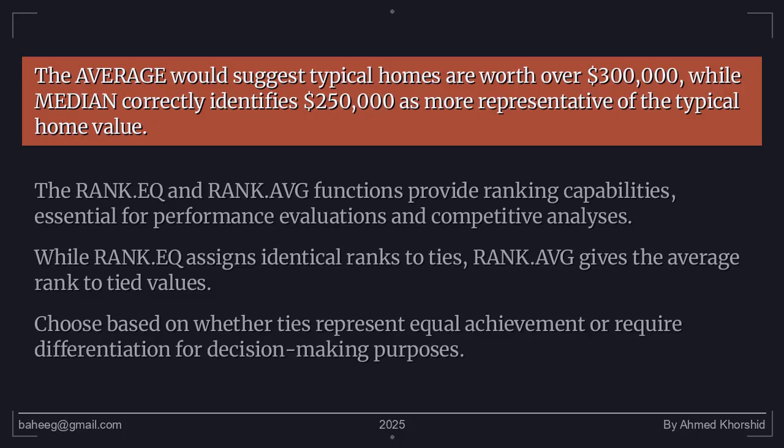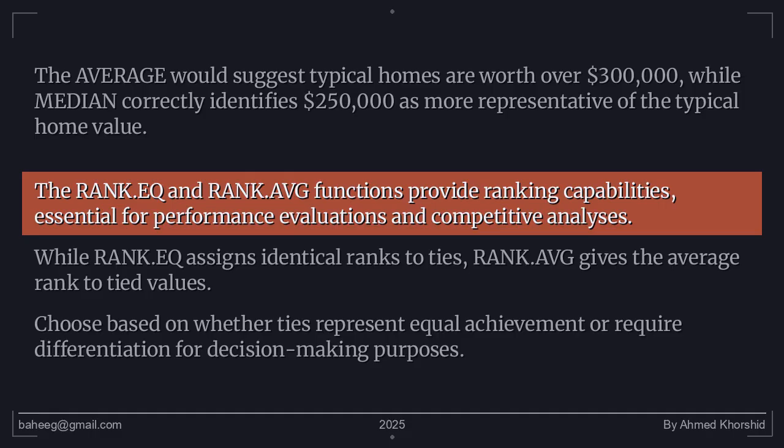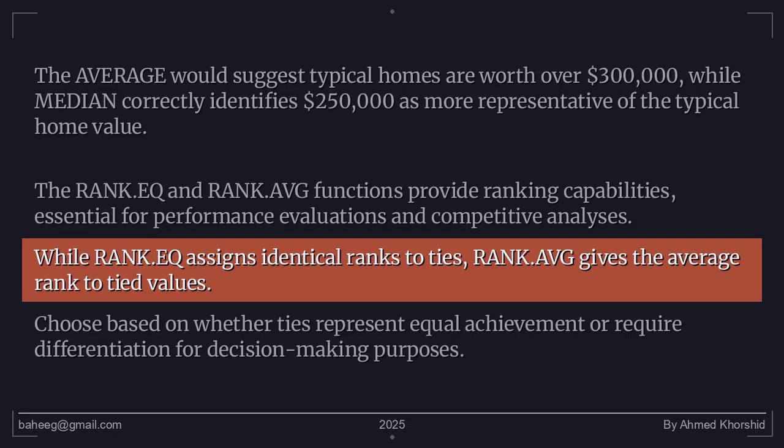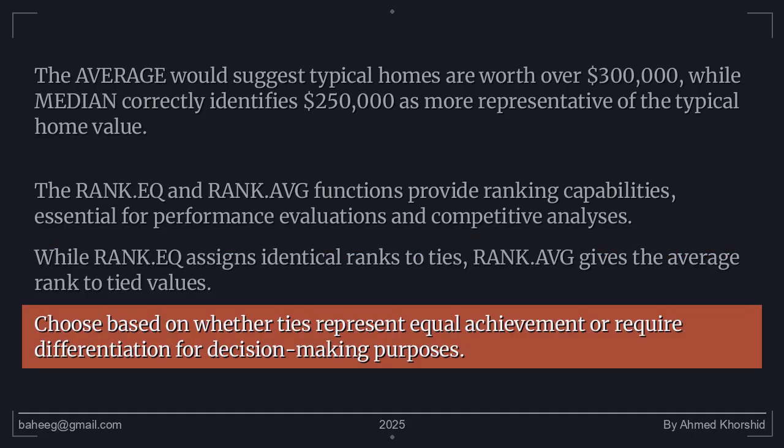The RANK.EQ and RANK.AVG functions provide ranking capabilities, essential for performance evaluations and competitive analyses. While RANK.EQ assigns identical ranks to ties, RANK.AVG gives the average rank to tied values. Choose based on whether ties represent equal achievement or require differentiation for decision-making purposes.